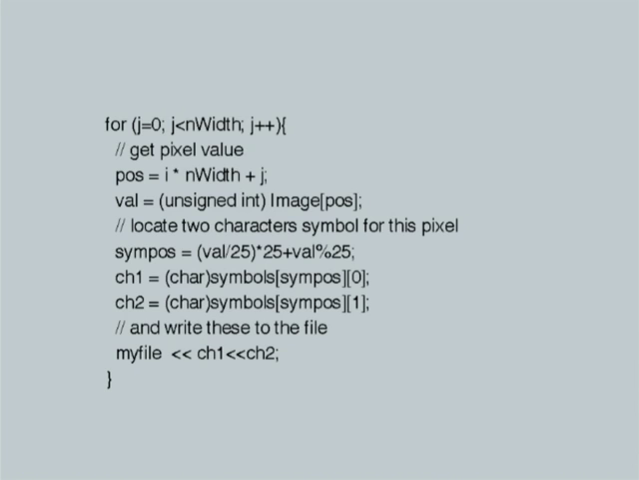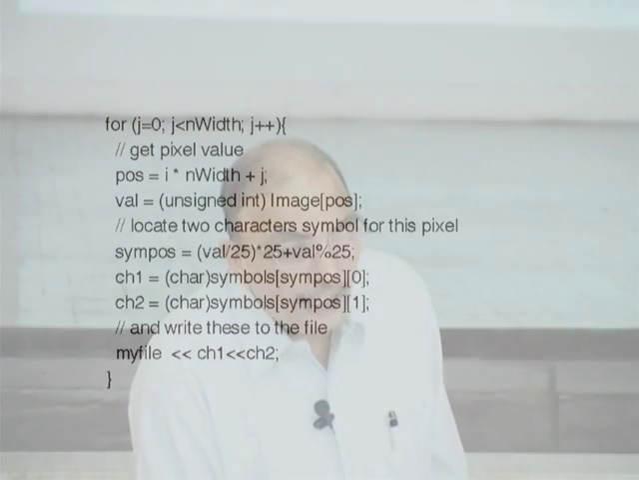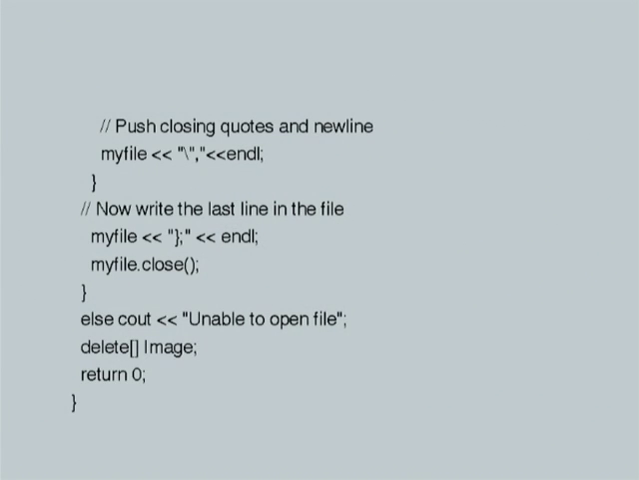So I simply say symbols at pos 0. This is my first character. Notice that this is a pointer, so I cast it to char and assign it to CH1. Then I cast the next one to char and assign it to CH2. And I write to my file CH1 and CH2. I could have also written this entire expression here. On a slide, it is not convenient to write a long expression, so I have cast these into chars and assigned them to CH1 and CH2. It's a small simplification. Now I push closing quotes and a new line. And then I have completed my entire picture writing.